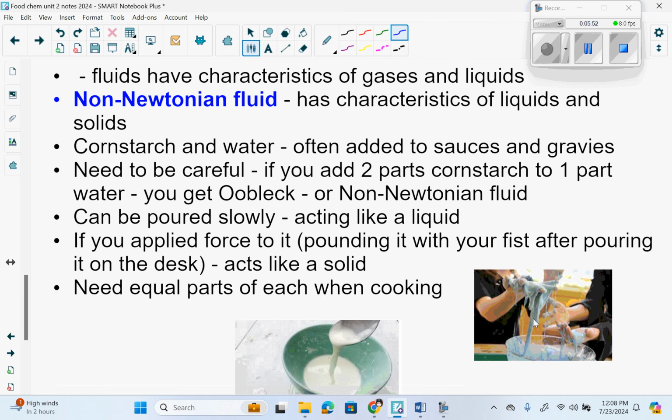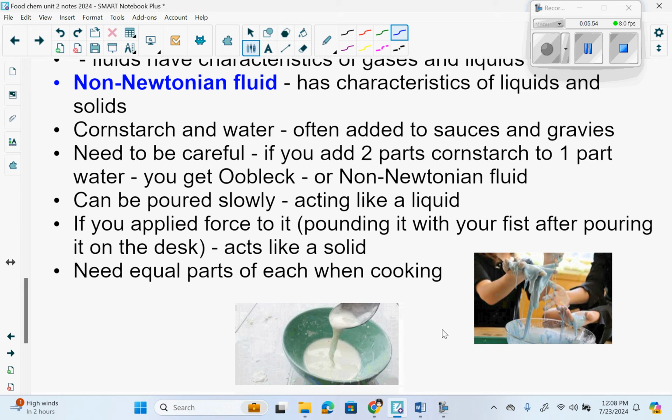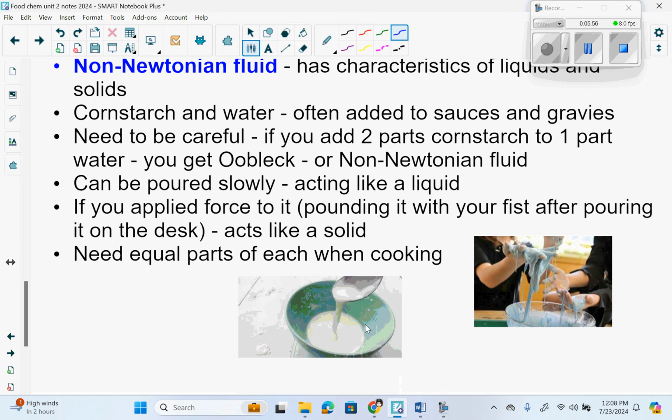It's very funky to mess with this, but you don't want to use this for cooking. If you want to use cornstarch and water in cooking, you need equal parts of both. It's often called a slurry or a paste, something like that.